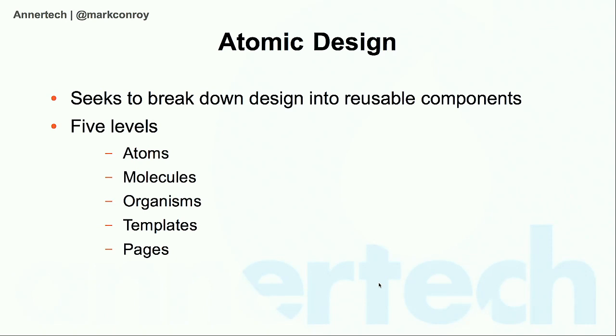So an atom is something that's the smallest unit of HTML, like an input field or a button. And a molecule is when you get more than one atom and put those together. So you get the input field and you get the button, you put those together, and that becomes a search block. And an organism then is when you get a couple of molecules and put those together. So you get the search block and you get the branding block, and you get a menu, and you put those together, and that makes a header.